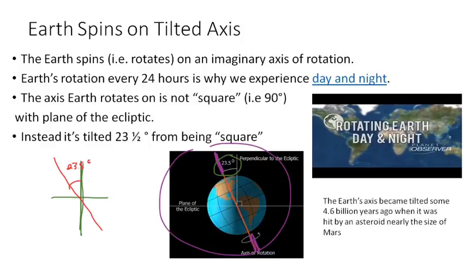Cool. And I don't know if I mentioned it, but the tilt we think was caused by something early on, and I think I read it could have been at the same time that the moon was formed. Basically, the Earth got hit early on in its formation by something the size of Mars, and basically tilted it and maybe created the moon out of that.